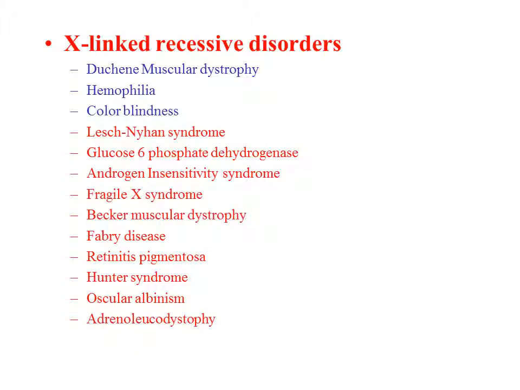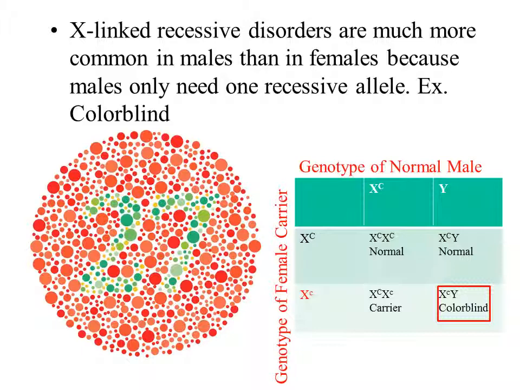X-linked recessive disorders are many. We're only going to talk about 3: Duchenne muscular dystrophy, hemophilia, and color blindness. The first one we will look at is color blindness. X-linked recessive disorders are much more common in males because males only have to be a hemizygote to express it.